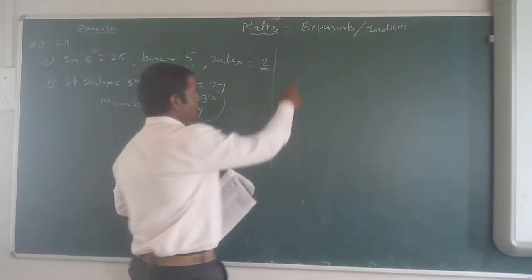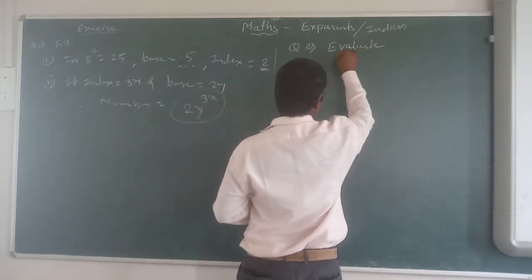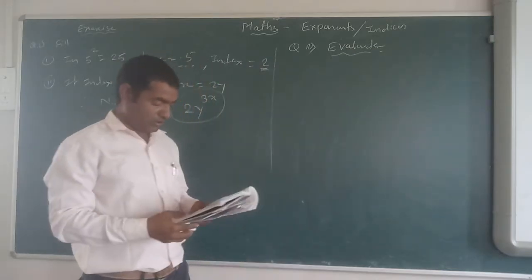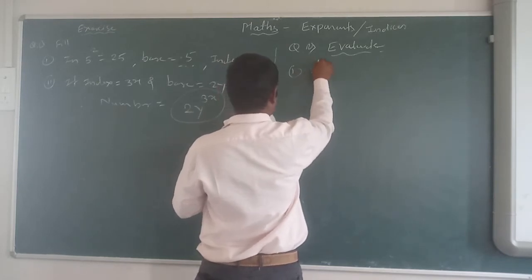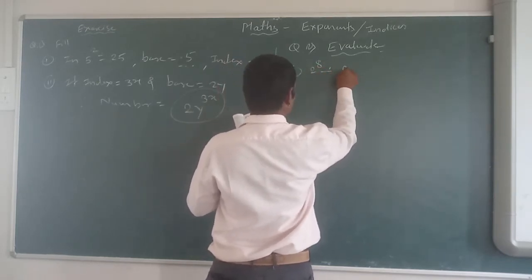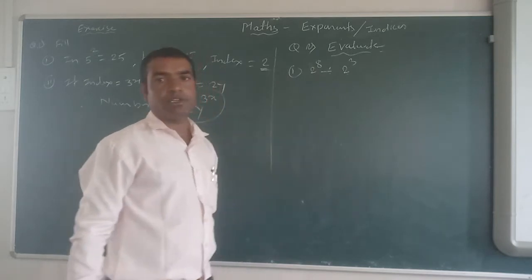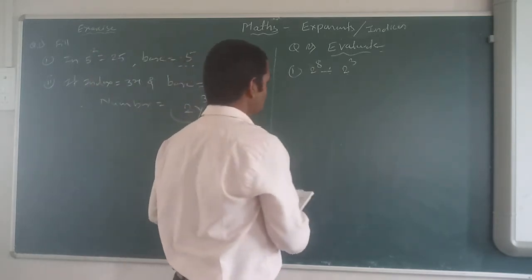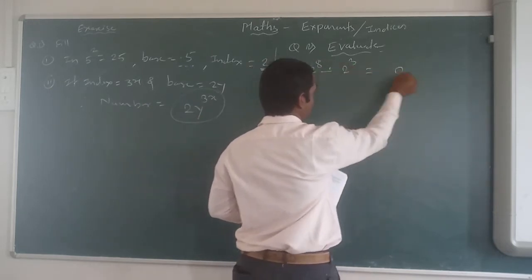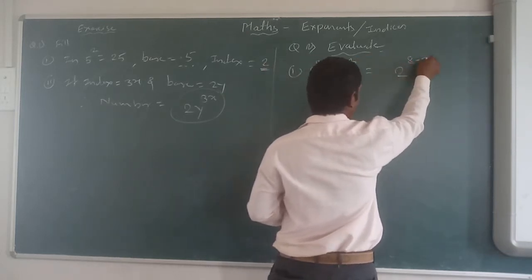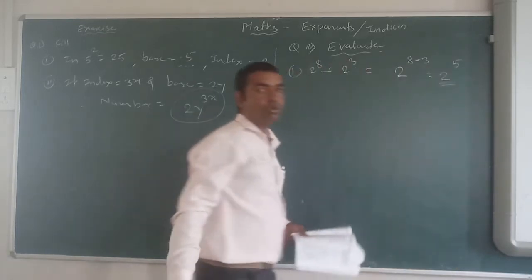Now after that we will see question number two. Question two says evaluate. Evaluate means you have to do the process given in the question. See, the first one is, for example, 2 raised to 8 divided by 2 raised to 3. Base is same and powers are different, and division is in between, so we will use the quotient law. Base is same, so 2 raised to; when division is there, we take the subtraction. So 8 minus 3 is equal to 2 raised to 5. What is your answer? 2 raised to 5.